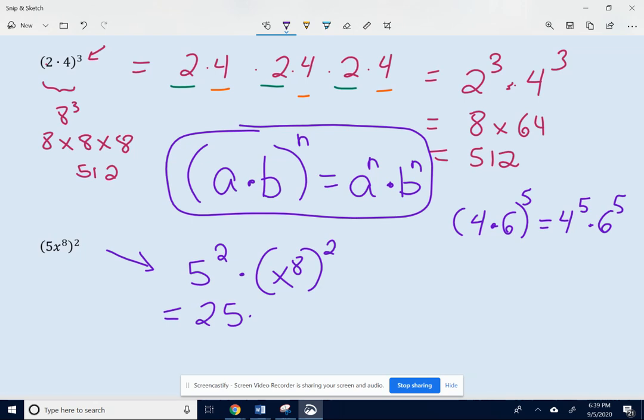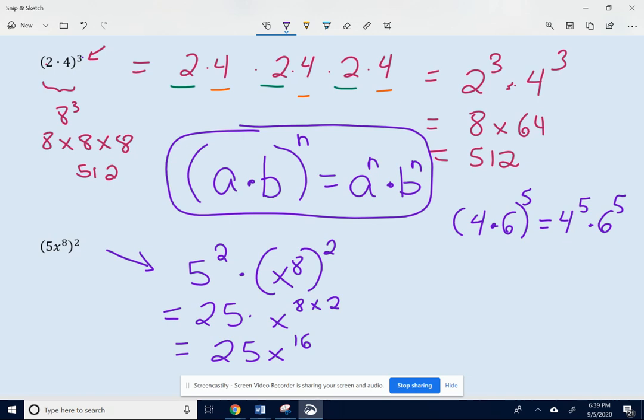Now I have x to the 8th to the second. That's a power to a power, so I multiply those two exponents together. So my final answer is 25x to the 16th. Again, that's more of an Algebra 1 level, but a lot of you are going to be going into that level with your learning path like crazy.